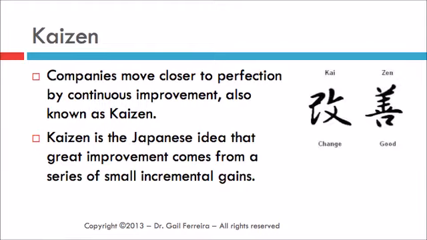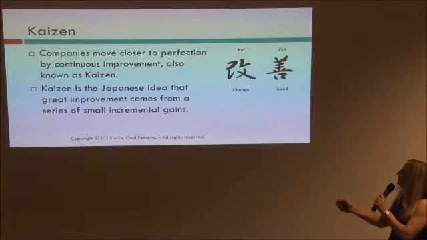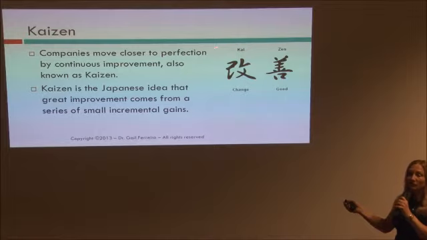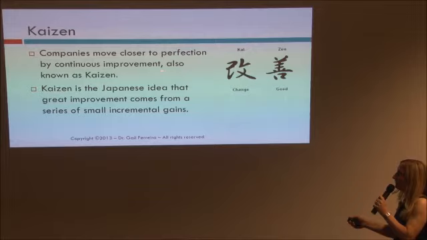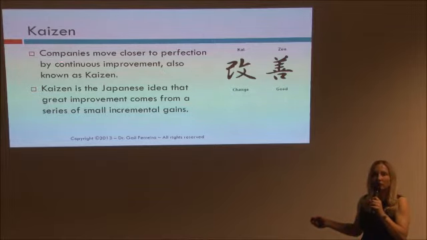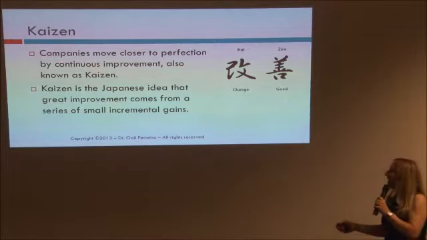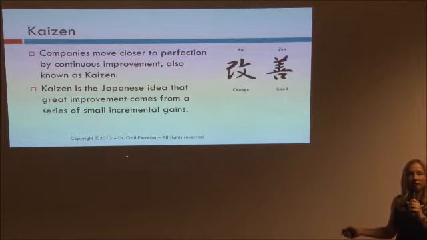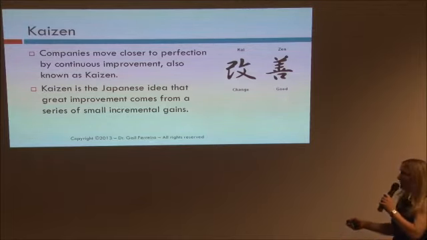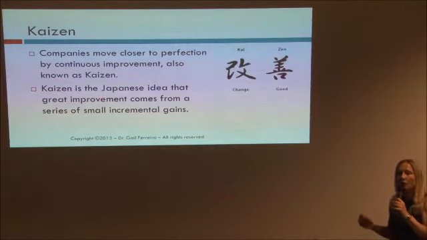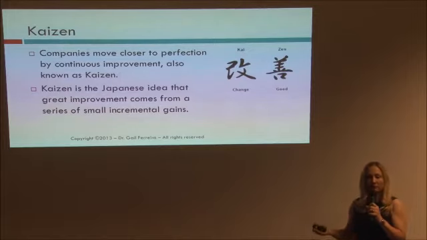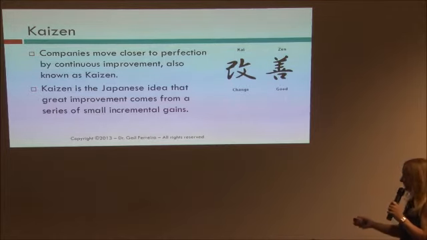So the next topic I want to talk about is Kaizen. Kaizen, as you see there, means change for the good, or good change, whichever way you want to look at it. So Kaizen is how companies move closer to perfection. They use continuous improvement known as Kaizen. And Kaizen is the Japanese principle that improvements come from a series of small incremental gains. So it's not necessarily one large burst, but it could be a series of small gains or small improvements in the process. So this is a great philosophy.